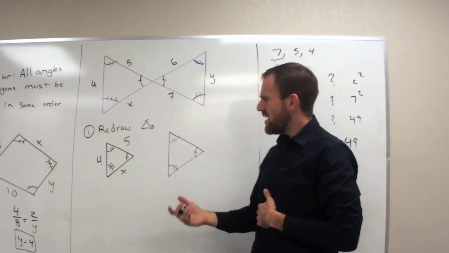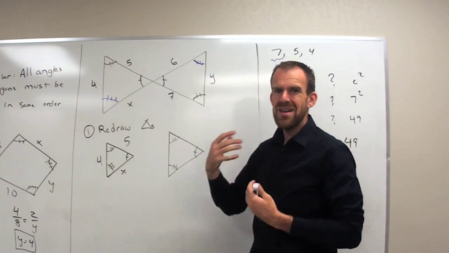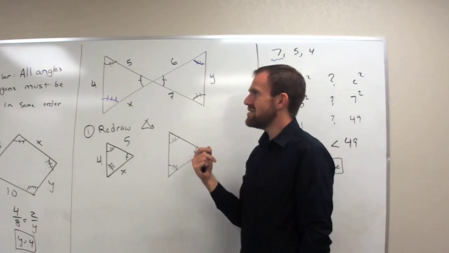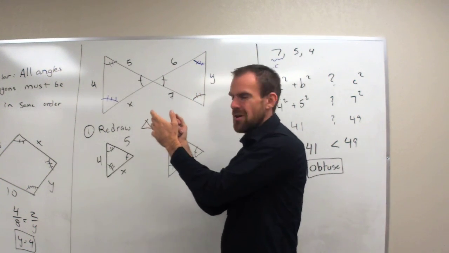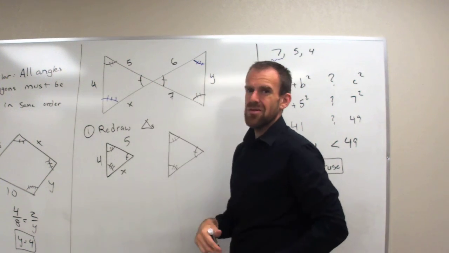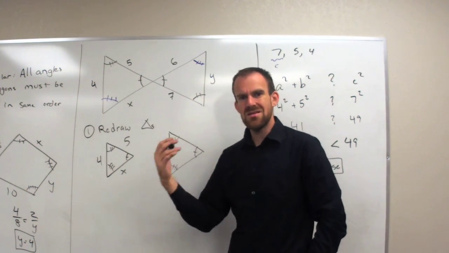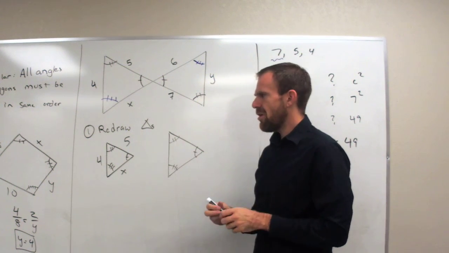So the reason why I'm having you redraw it is because oftentimes here students will mess up in saying what sides are similar. Like 5 and 6, for example, look like they're similar, but actually 5 is between angle 1 and 2, and 6 is between 1 and 3. So they're not the similar sides. They're not the corresponding sides. So that's why we rewrite it.